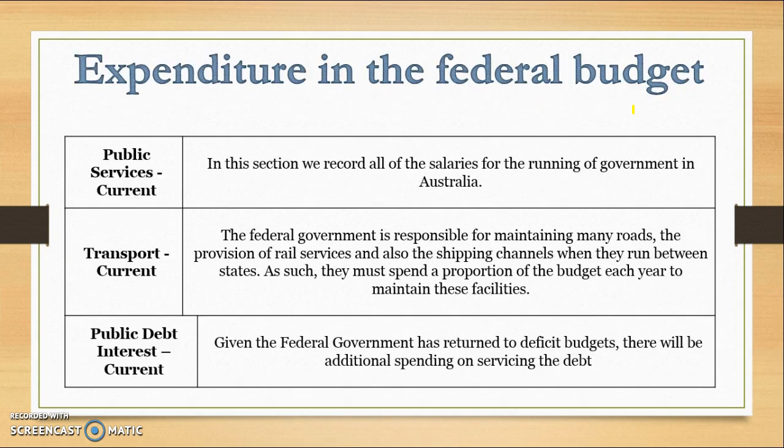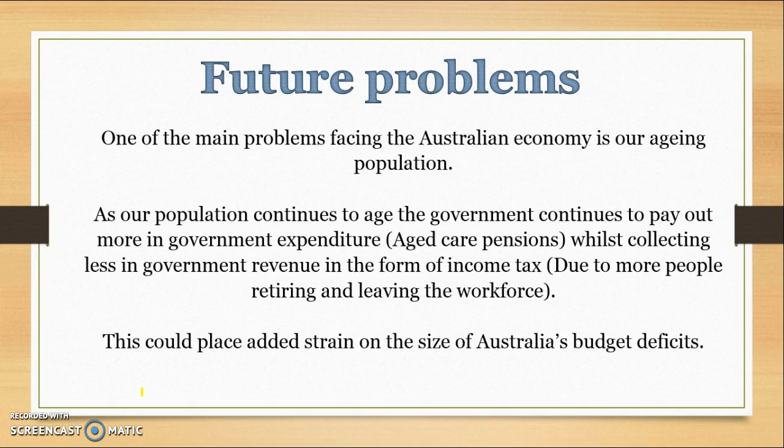Public services, so all the salaries of those running the government, so all our politicians, money towards transport, so building new roads, railway services, etc. And the last one is that the government's got quite a lot of debt, so some of the money that they earn goes towards paying off interest on their debt.